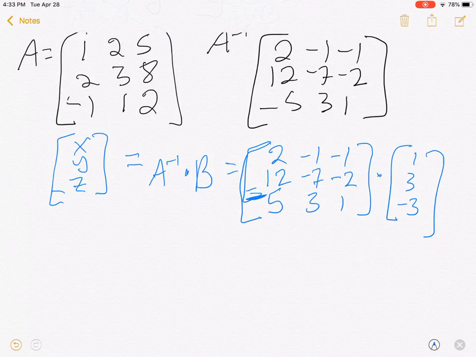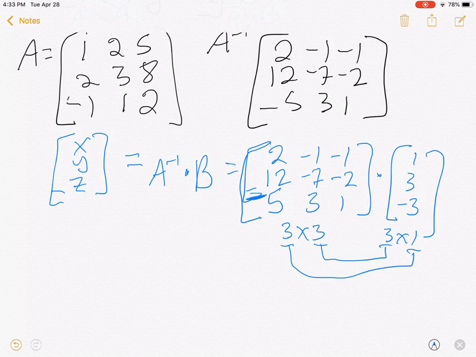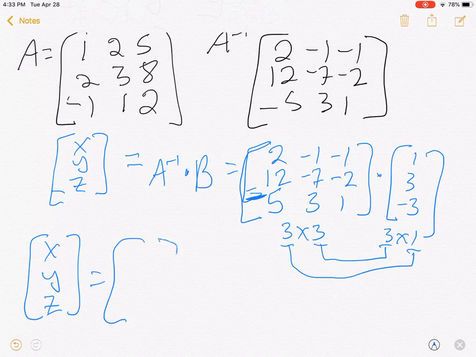Anyway, so this is a 3 by 3. This is a 3 by 1. We can multiply them. The resulting matrix is going to be a 3 by 1, which is what I want because I want to find x, y, and z, which is a 3 by 1, and I'm going to get out a 3 by 1.